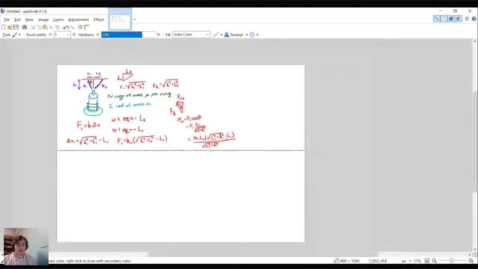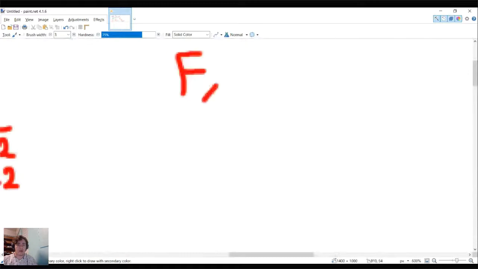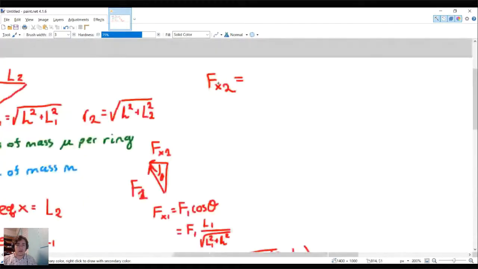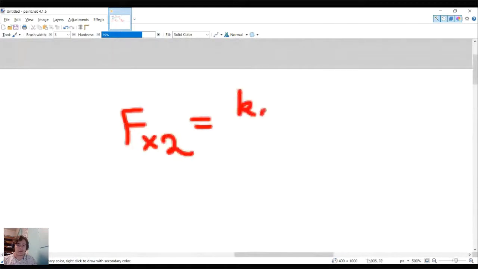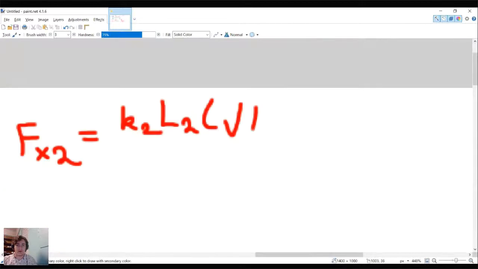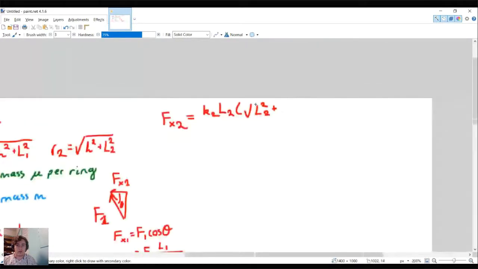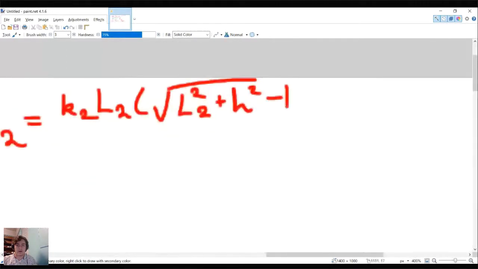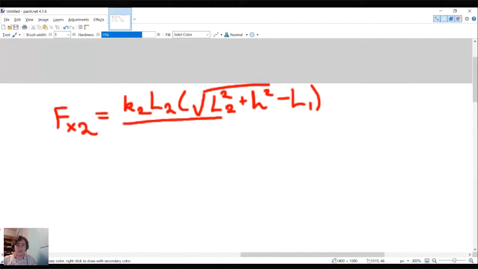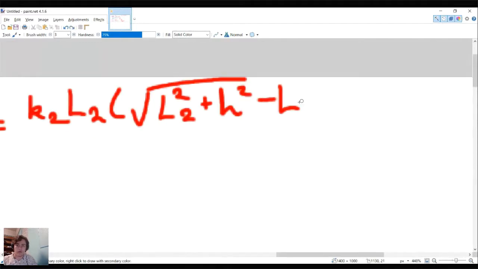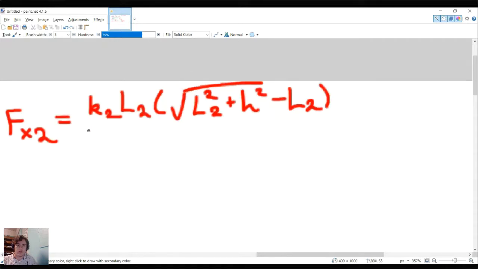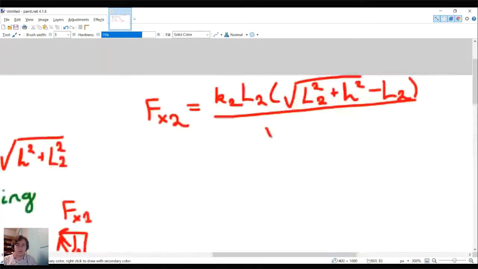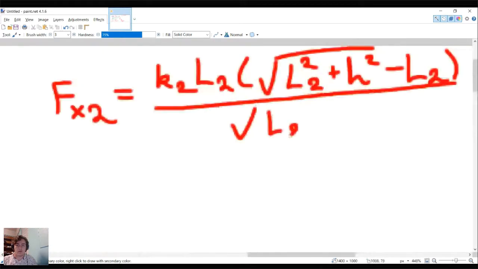So similarly, we also have Fx2, which is just this expression with a 2 in it. So that's K2 L2 times the square root of L2 squared plus h squared minus L2, not L1, divided by the square root of L2 squared plus h squared.